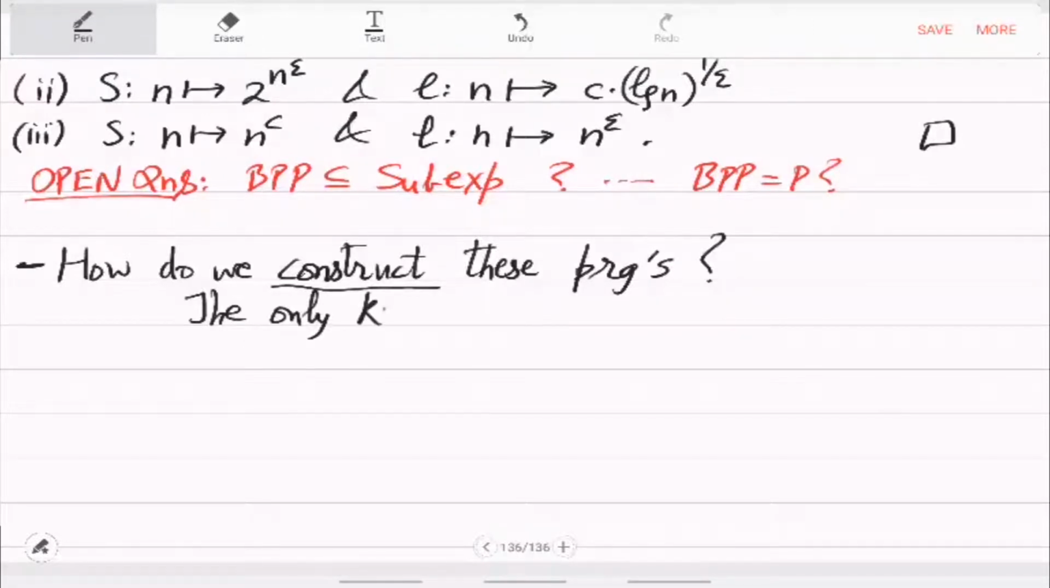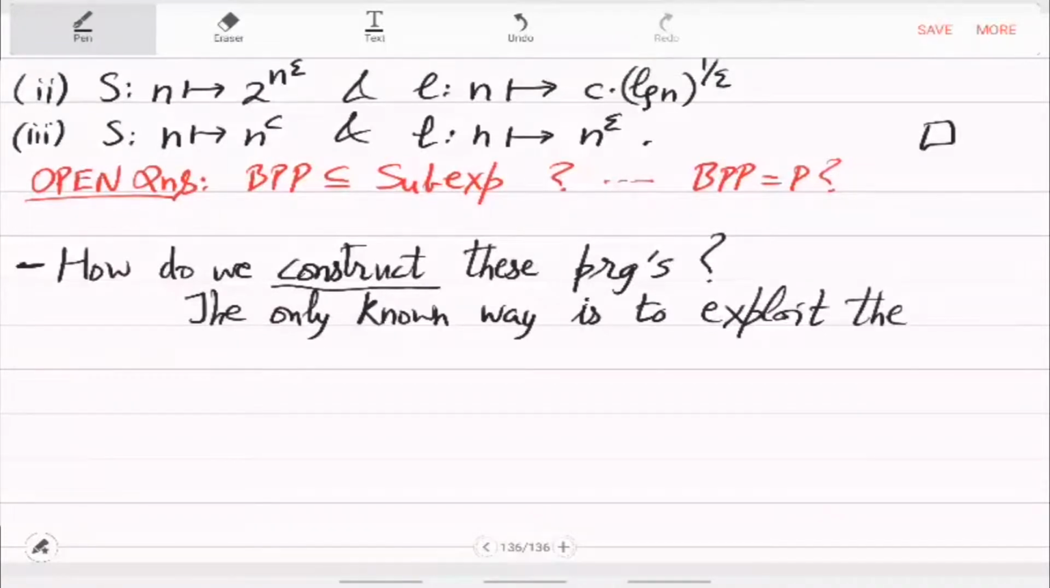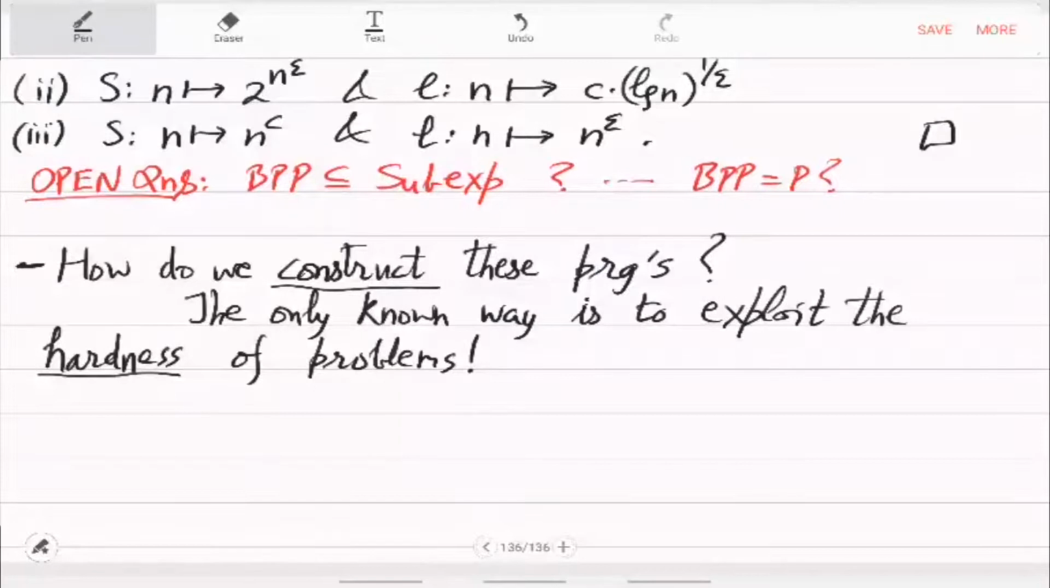So the only known way is to exploit the hardness of problems. So what kind of hardness will suffice, and then what is the proof of this connection? So let us move to that.